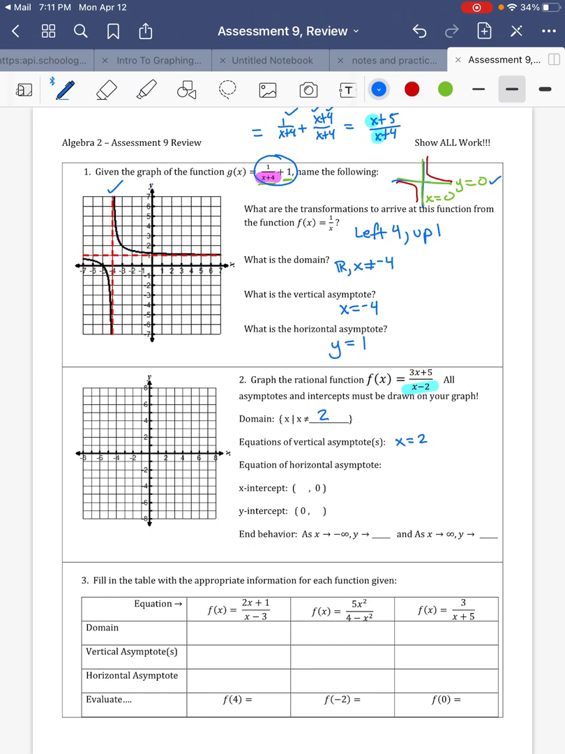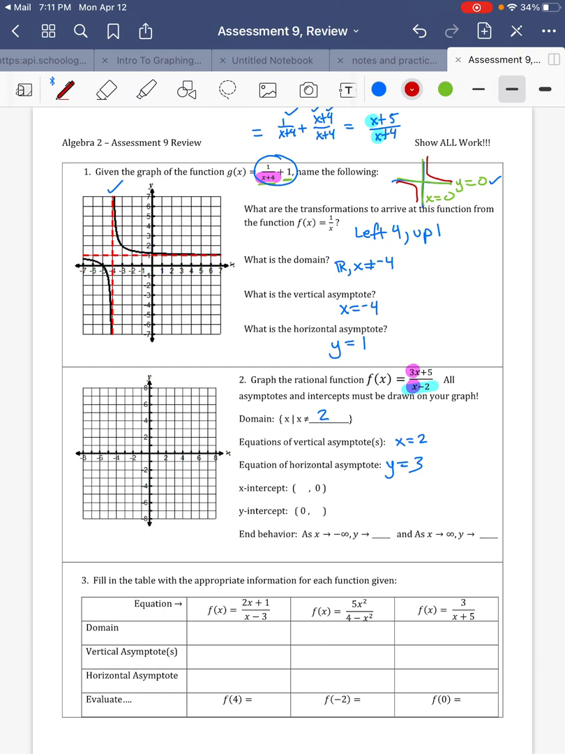The horizontal asymptote. So for the horizontal asymptote, remember, we're going to compare. We're going to look at the x's on the top and the bottom, and the numerator and the denominator. Well, the x's, they match. They have a matching degree. So I'm going to take the leading coefficients, 3 over 1. Because there's a 3 in front of the x on top, and there's a 1 in front of the x on the bottom. So 3 over 1 is 3. So y equals 3.